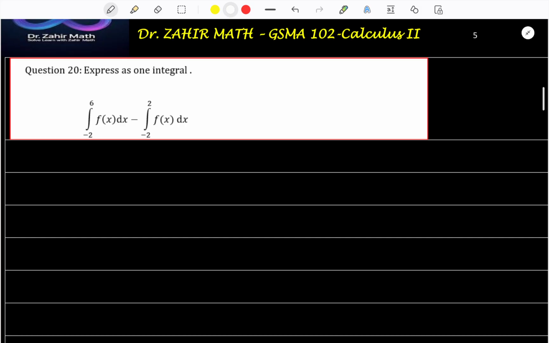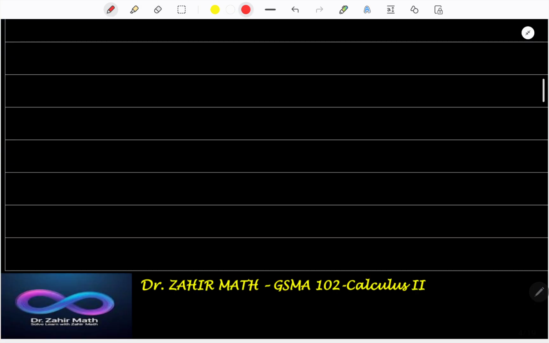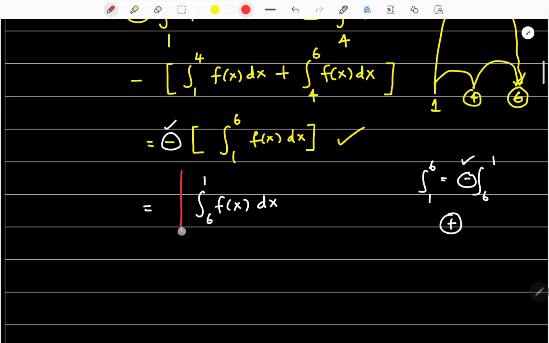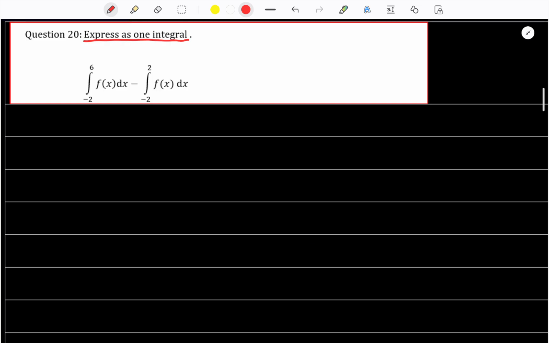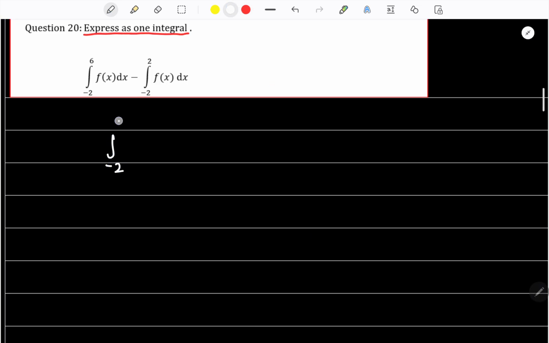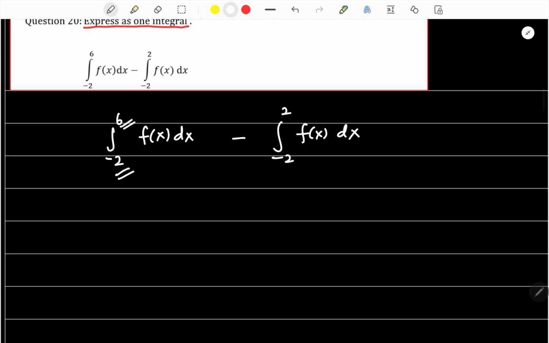The next question is integral minus 2 to 6 f of x dx, expressed as a single integral. Again, look here, this is also a single integral. Keep in your mind, our main goal is that you have to express it as a single integral. Let's start this question. Integral minus 2 to 6 f of x dx minus integral minus 2 to 2 f of x dx. Okay, now what is the idea I told you? Look here, smaller value, bigger value. Okay, good.